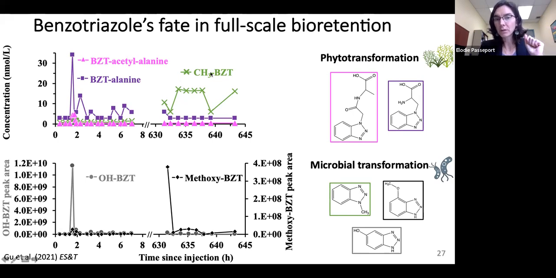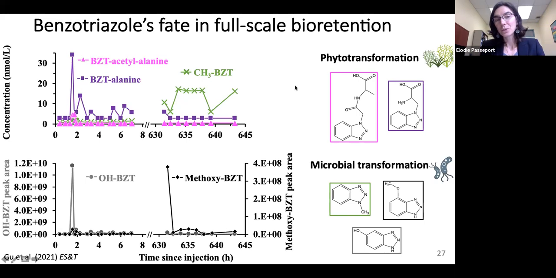The main microbial transformation that we observed was in between rain events, right? In these 26 days when some of the benzotriazole is stuck in the system, indeed some microbial transformation can happen, forming methylbenzotriazole and then some methoxybenzotriazole.